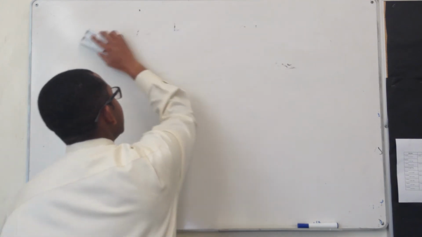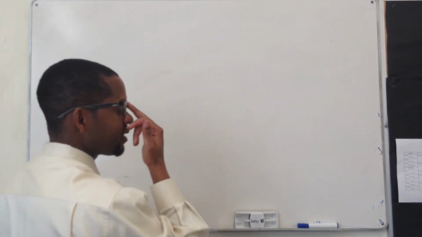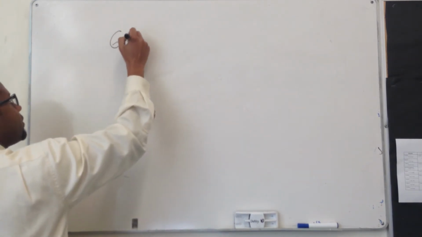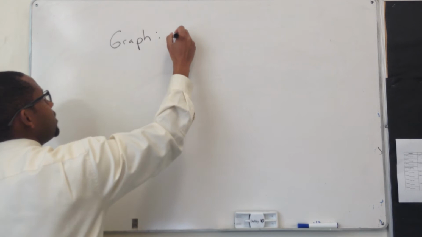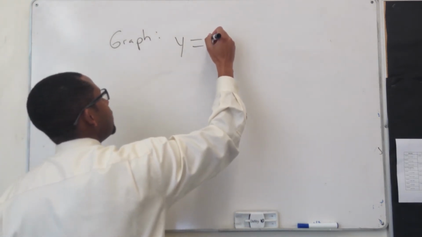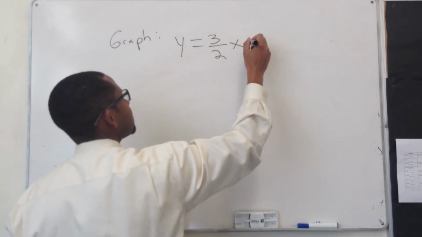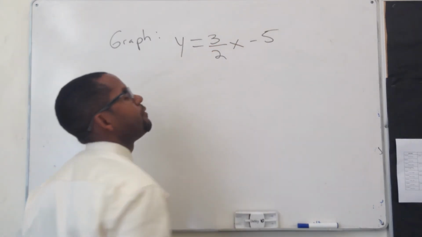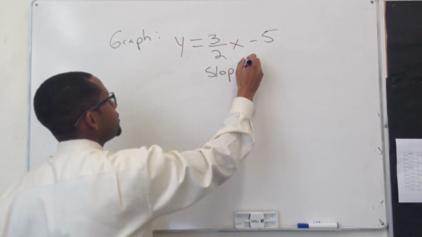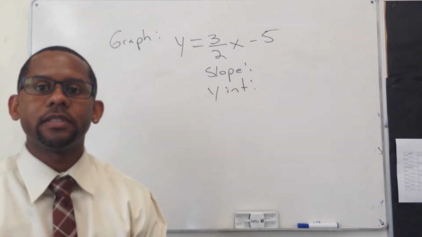Right? Now, we're going to graph this next line. The next line says graph y equals 3/2 x minus 5. You tell me what is the slope of this line and what is the y-intercept right now, please.